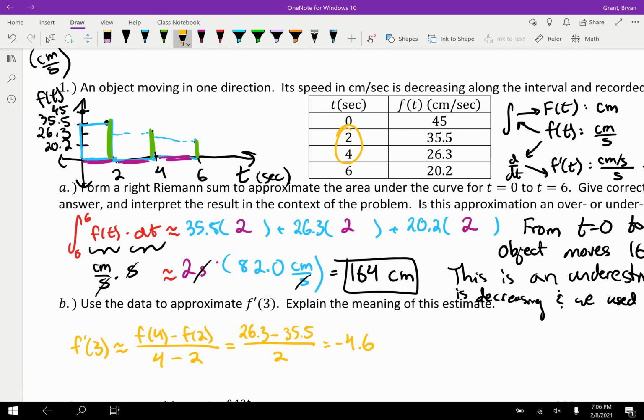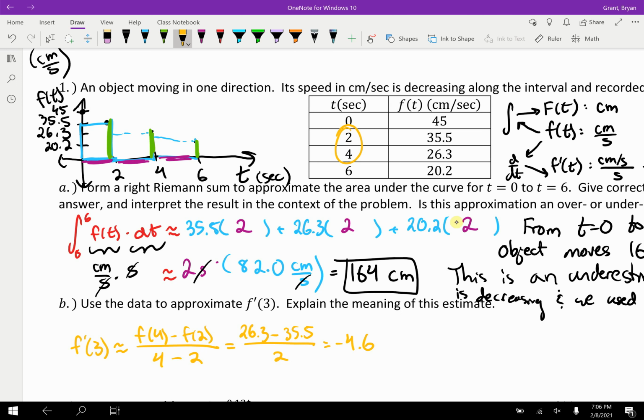But the problem here is that they're saying, what's a good approximation for f prime of 3? And that could be a terrible approximation for f prime of 3. It doesn't have to be exactly in between. Again, it could be 2.01 gives the same derivative as negative 4.6. We don't know. But the AP exam loves this question. So how do you do it?